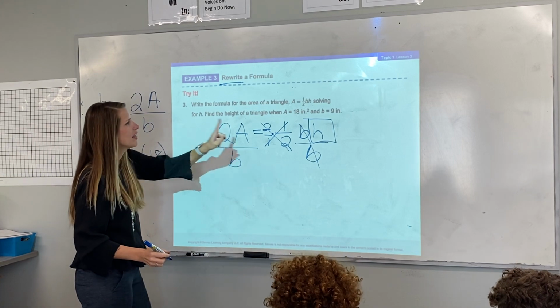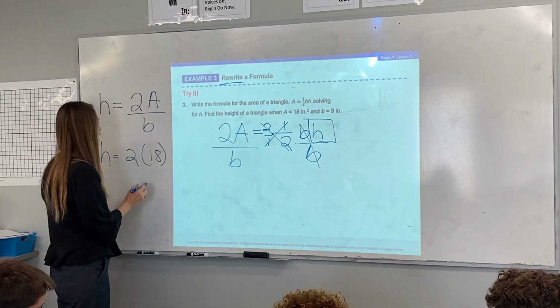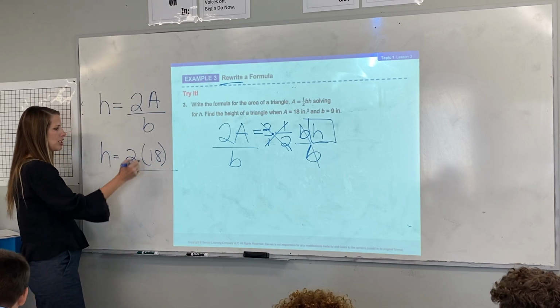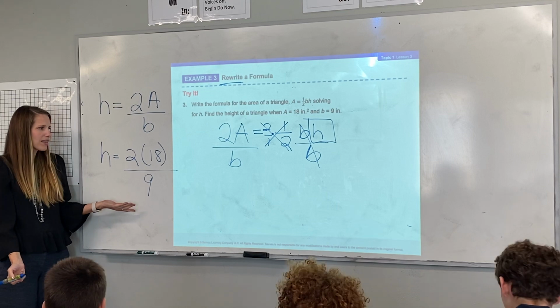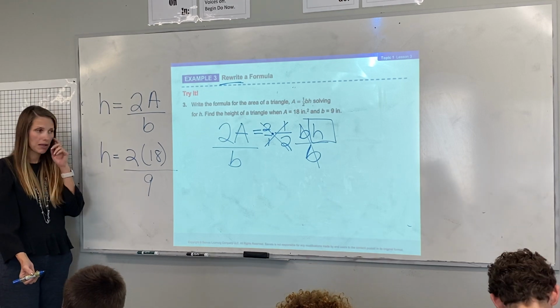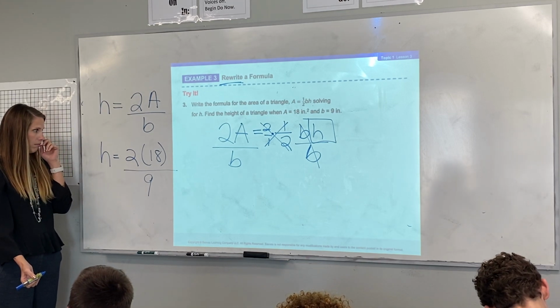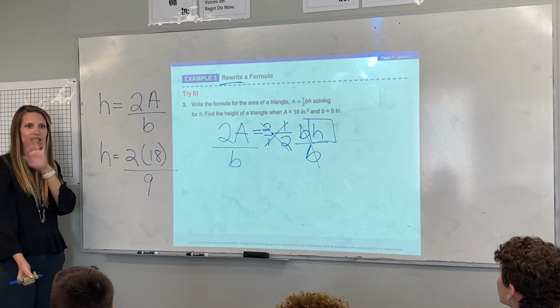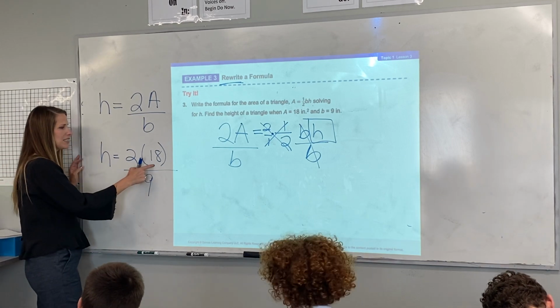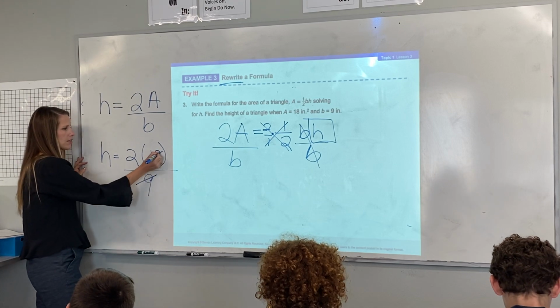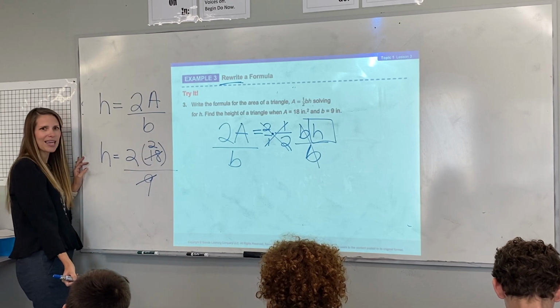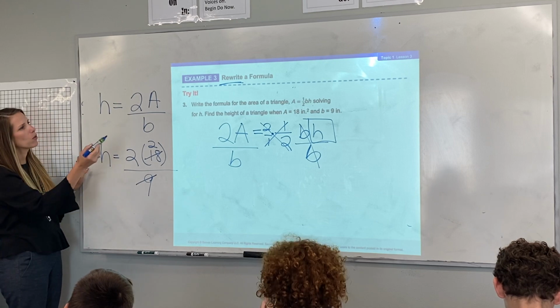Then the base it gives me is 9, so I put over B, which is 9. And then all you have to do is do the math. 2 times 18, you can do that on your calculator and then divide it by 9, or you can cancel first. Cancel, and you get what? 4. So 4 inches.